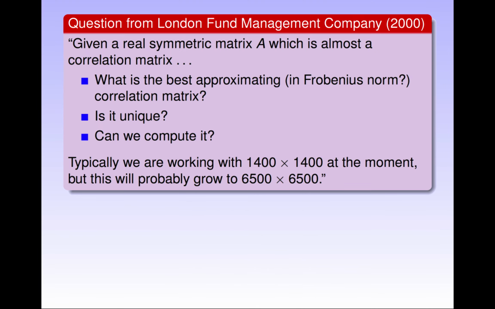So where I first came across these types of problems was some contact with a London fund management company about 20 years ago. They told me they had some symmetric matrices arriving from stock data, and they should have been correlation matrices but were not. And so they wanted to perturb them to make them correlation matrices, and they wanted the minimum Frobenius norm perturbation. They asked if this perturbation was unique and how we could efficiently compute it. And they were dealing with matrices of the order somewhat over 1,000, and these matrices were going to be growing over time. So computation time was an issue here.